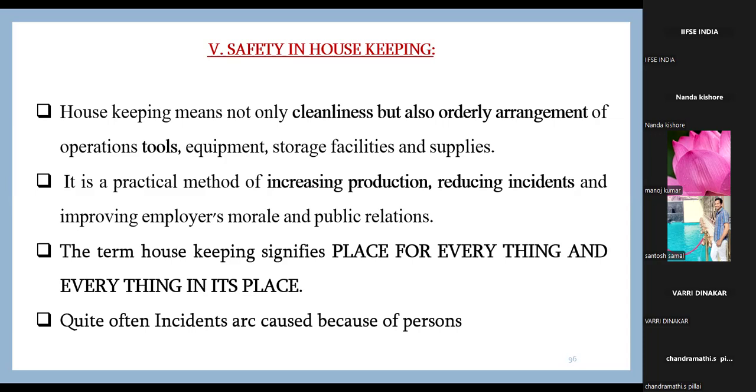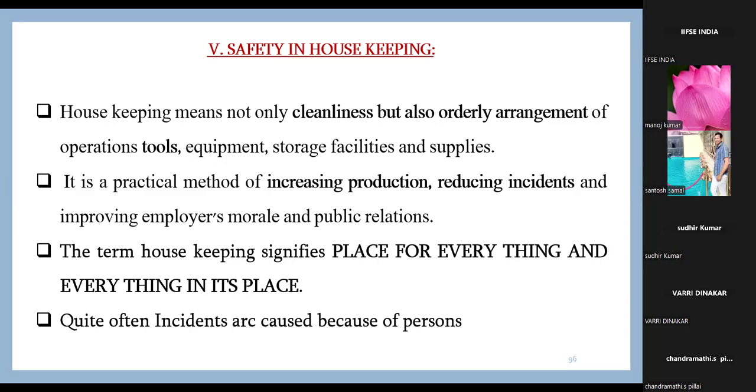Now here it improves the employees' morale, because if you have an activity and you need certain tools, and if you throw them out again, you need to find them, and there is a waste of time.